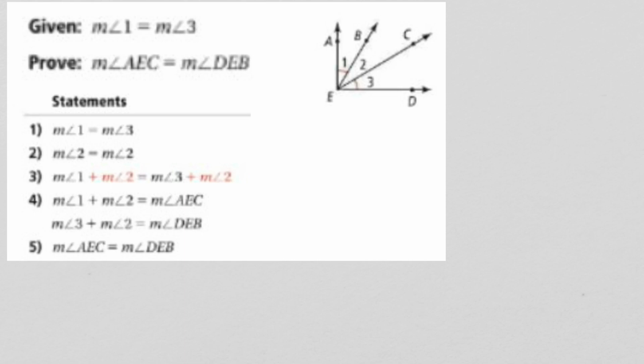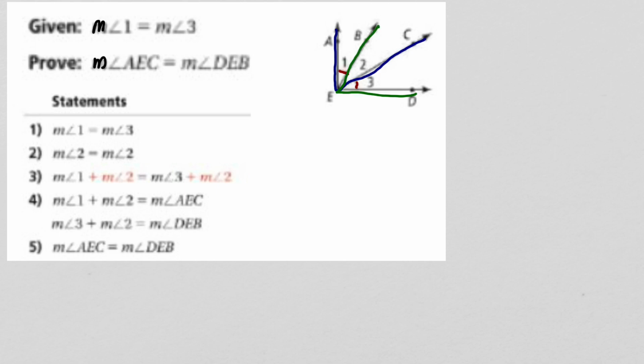Okay, this is like a standard way that they like to give proofs. They have a given, and then they have a proof. So we are given measure of angle 1 equals measure of angle 3. Take a look, they even have a tick mark showing these two angles are equal. And they want us to prove that AEC, I'm going to do that in blue, this one, equals, I'll do this one in green, DEB.